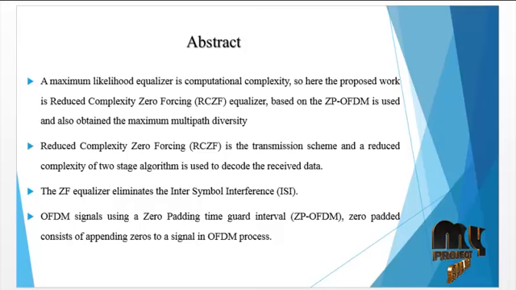A maximum likelihood equalizer has high computational complexity. So the proposed work is to reduce the complexity: a zero forcing equalizer based on ZP-OFDM is used, and it also obtains the maximum multipath diversity. Reduced complexity zero forcing is the transmission scheme, and a reduced complexity two-stage algorithm is proposed to decode the received OFDM signal using a zero padding interval on the transmitter side. Zero padding consists of appending zeros to a signal in the OFDM process to obtain the maximum multipath diversity and reduce the complexity by using the zero forcing equalizer in the receiver side model.